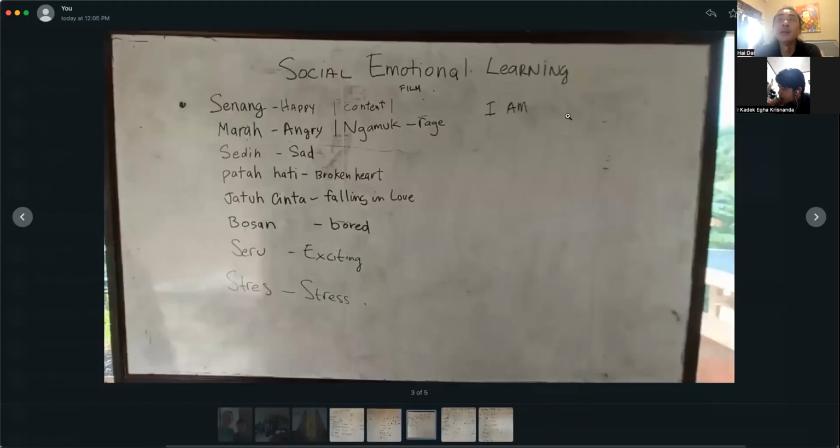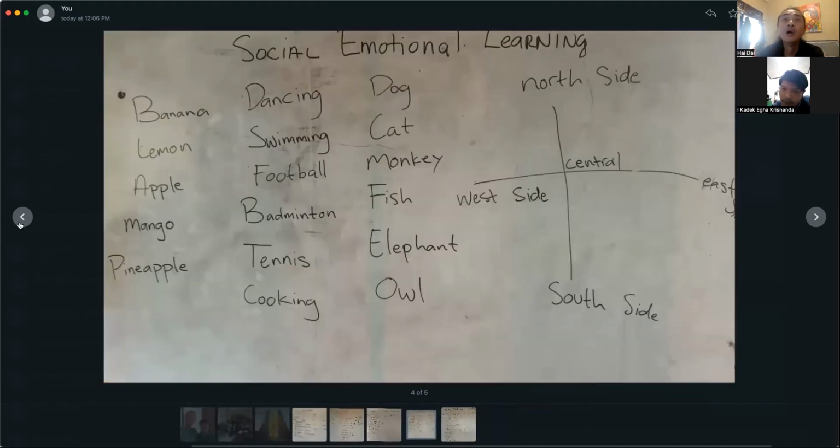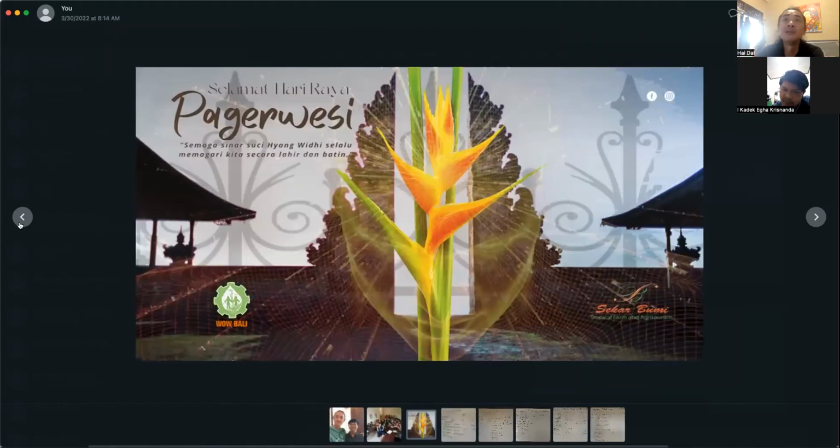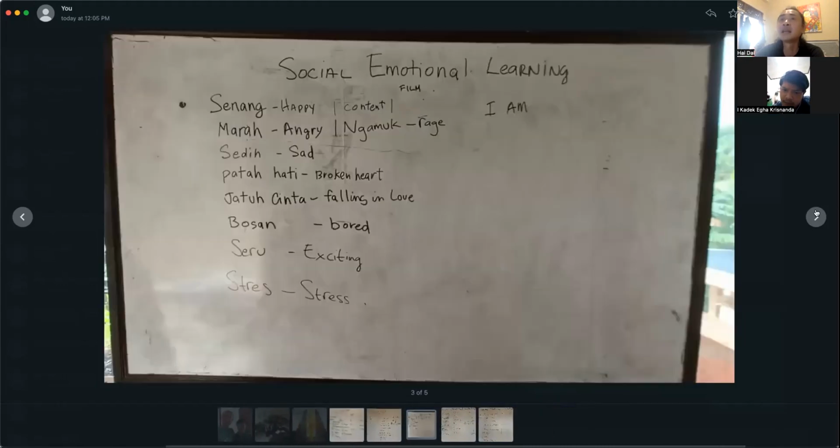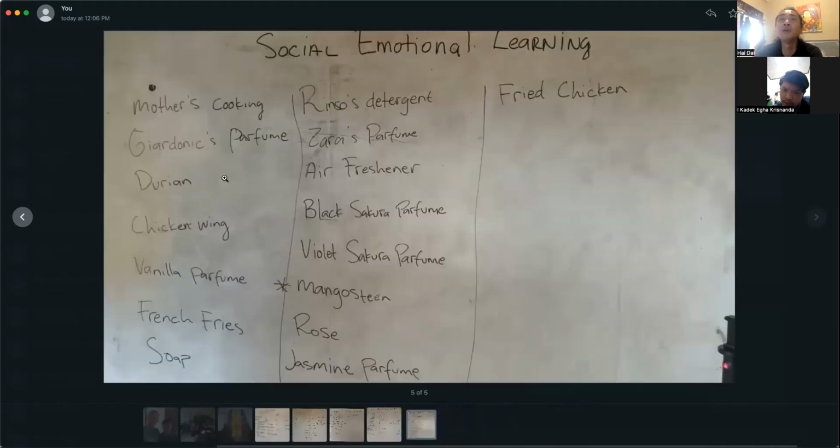Okay, and then in the third one, I teach emotion, right? What are all the different emotions? And we'll go deeper into the emotion. And then after I did the emotion, I went into the connection of the emotion. Who is that emotion connected to? You know, is that emotion connected to food? So we tackle smell. So this is smell.